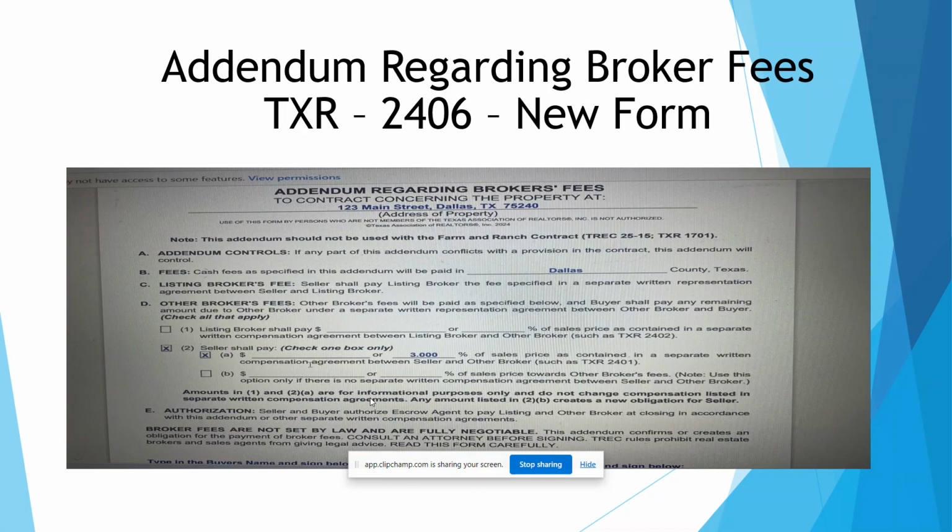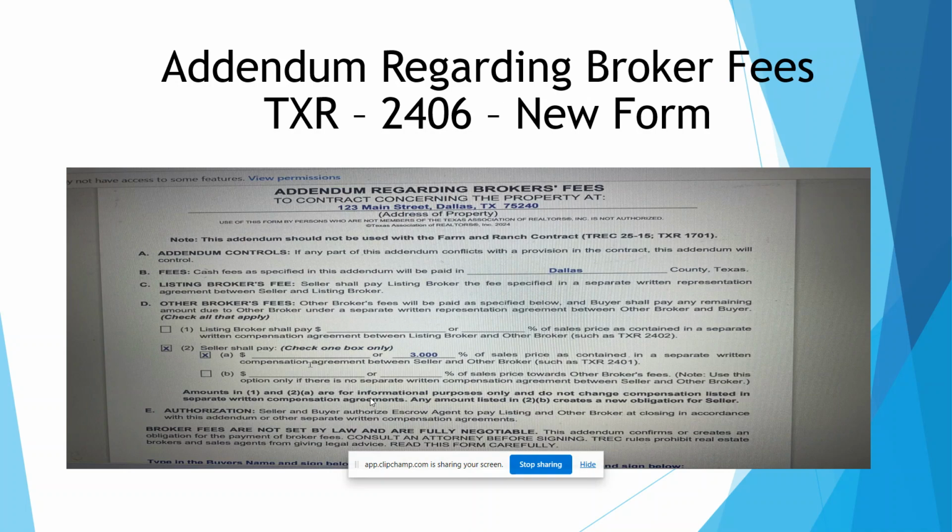Next slide. Addendum regarding brokers' fees. Now the document we just went through was signed by the brokers. So because it was signed by the brokers, the seller or buyer aren't aware of that document between the brokers.